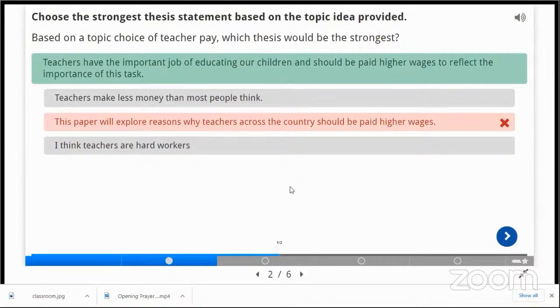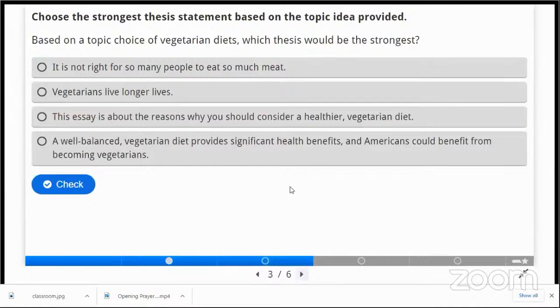Let's try another one. Let's have Charles. Are you there, Charles? Okay, read and answer. Based on the topic choice of vegetarian diets, which thesis would be the strongest? Number one: It is not right for so many people to eat so much meat. Number two: Vegetarians live longer lives. Number three: This essay is about the reason why you should consider a healthier vegetarian diet. Letter D: A well-balanced vegetarian diet provides significant health benefits and Americans could benefit from becoming vegetarians. What's your answer, Charles?